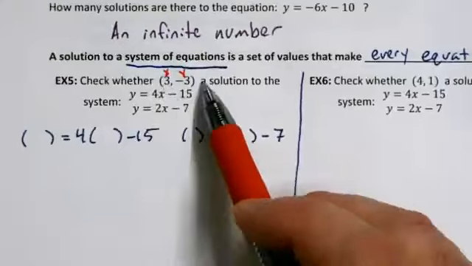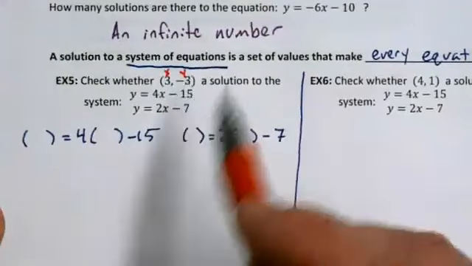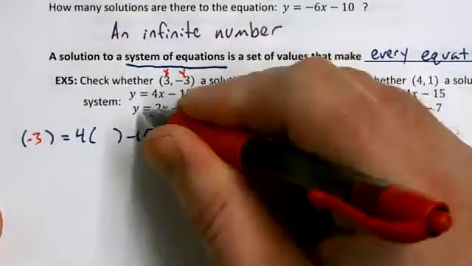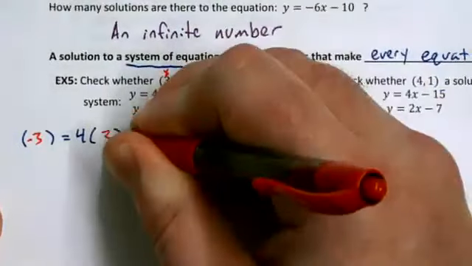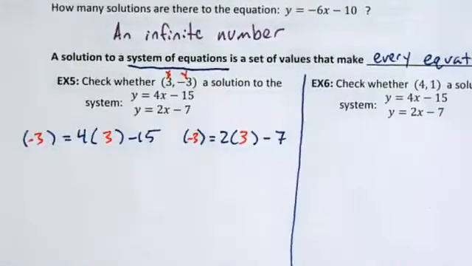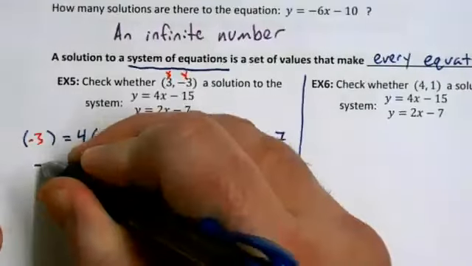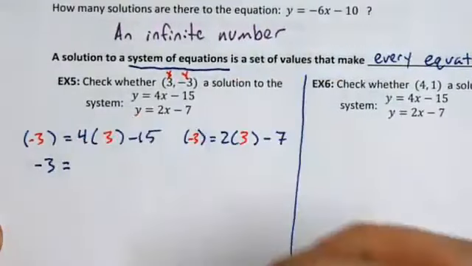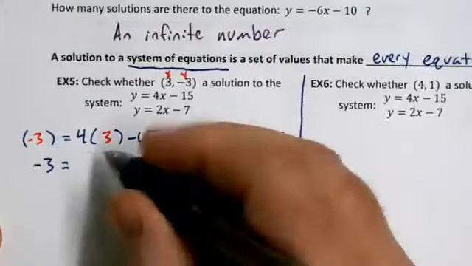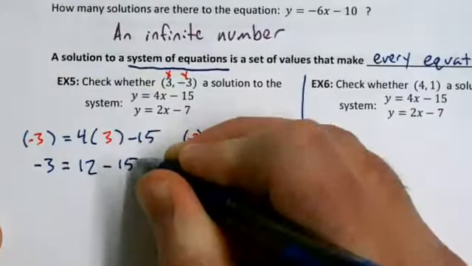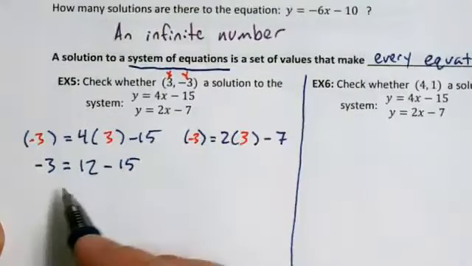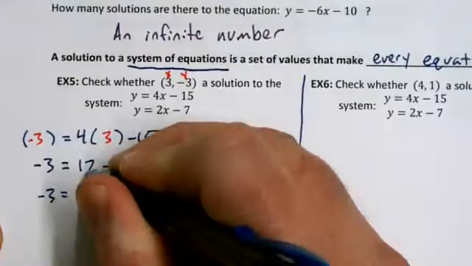So I've labeled my x and y coordinates so I don't make that same mistake again. The y is -3, so that would go there and here. And the x was 3, so that would go here and here. And then we just have to do our work and simplify. And what I'm hoping for is that both of these end up giving me true statements. So that's 4 times 3 is 12, minus 15. -3 equals 12 minus 15.